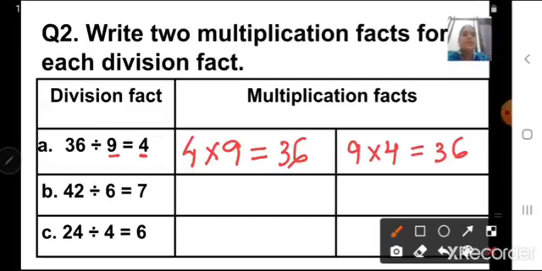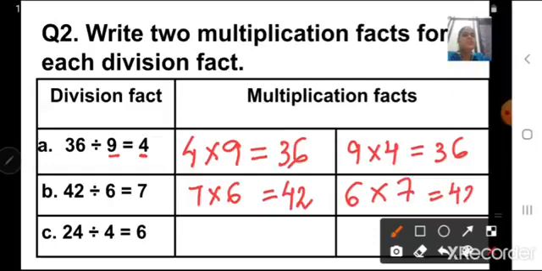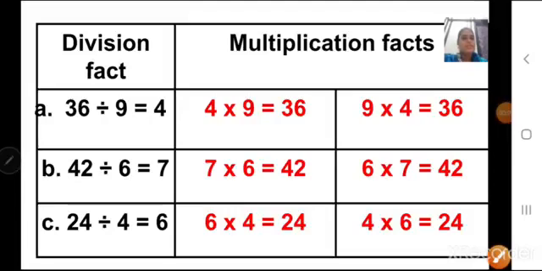Right? B1 is 42 divided by 6 is equal to 7. So it will be 7 into 6 is equal to 42, or 6 into 7 is equal to 42. Then C1 is 24 divided by 4 is equal to 6. So 6 multiplied by 4 is equal to 24, and 4 multiplied by 6 is equal to 24. Okay, this is the next multiplication fact. Children, note down all the answers.